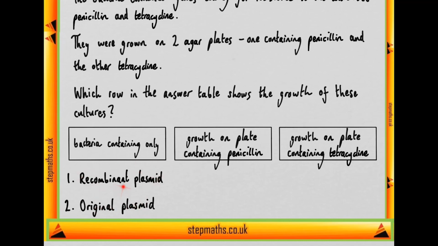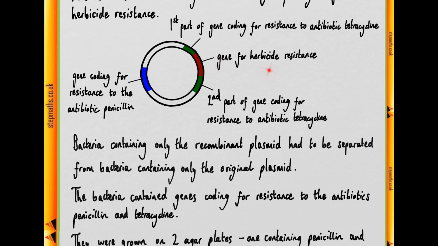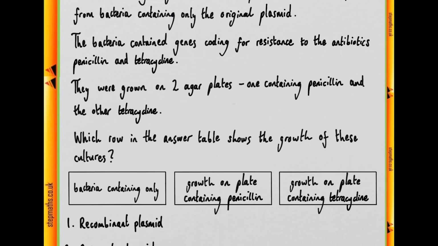The recombinant plasmid, remember, has this extra gene for herbicide resistance, which is in the middle of this gene for the antibiotic tetracycline. So we can think that this gene interrupting the gene coding for resistance will make it non-functional, and therefore the bacterium that's recombinant will now be susceptible to the antibiotic tetracycline.